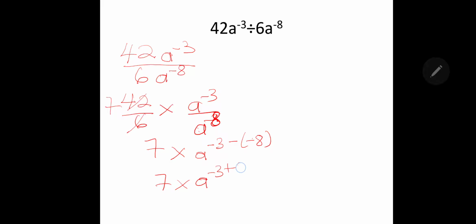Negate poor. Negative 3 plus 8 is 5. I think we've done this already. Yes, but I brought it again so that you know that I can bring it again. Alright, so that's how to solve it.